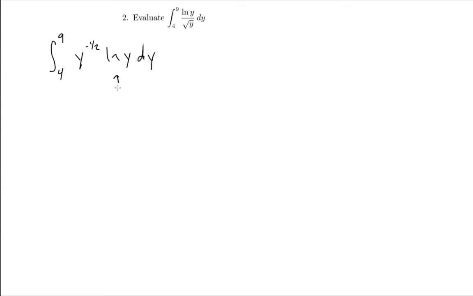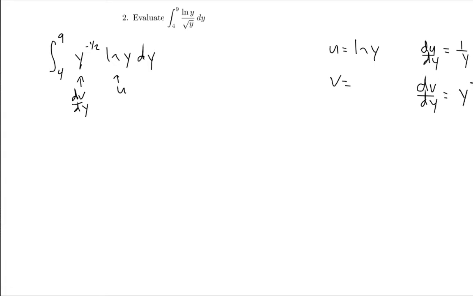Specifically, we're going to let this be u, because when I differentiate it, it becomes 1 over y, and I'm going to let this be dv by dy. So now I go and I fill in all the pieces that I need for integration by parts. u is ln y, du by dy is equal to 1 over y. v, don't know yet, but I do know that dv by dy is equal to y to the negative 1/2.